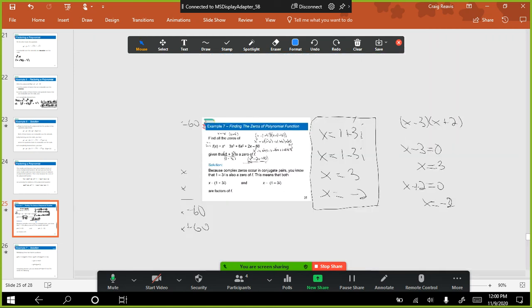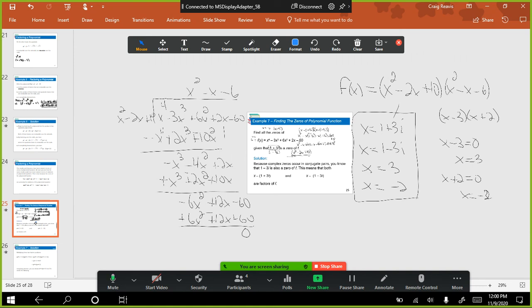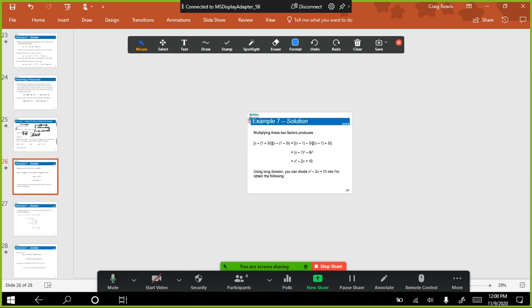Then I went over here and I divided that out of the original polynomial. And I got that x squared minus 2x plus 10 multiplied by x squared minus x minus 6 equals the whole thing. Then with that x squared minus x minus 6, I factored it so that I could find my other two zeros, set them each equal to 0, and I found that my other two zeros were negative 2 and positive 3. So that is a bit of a process.